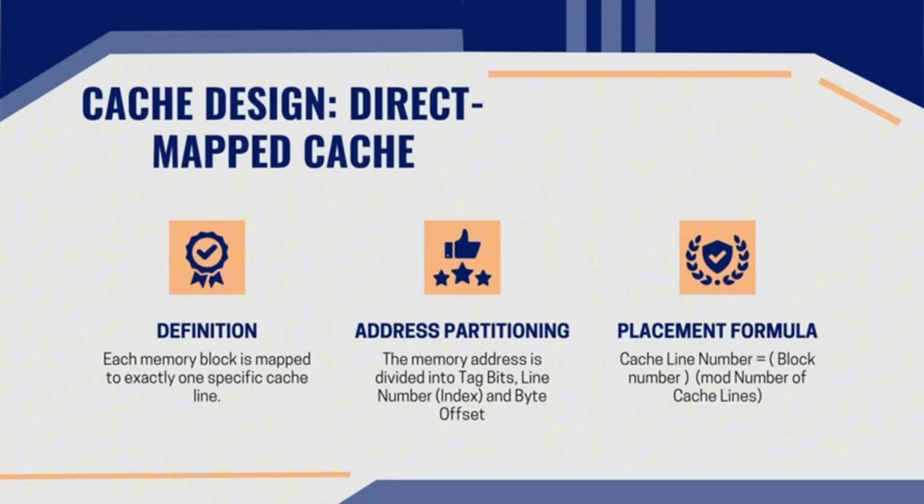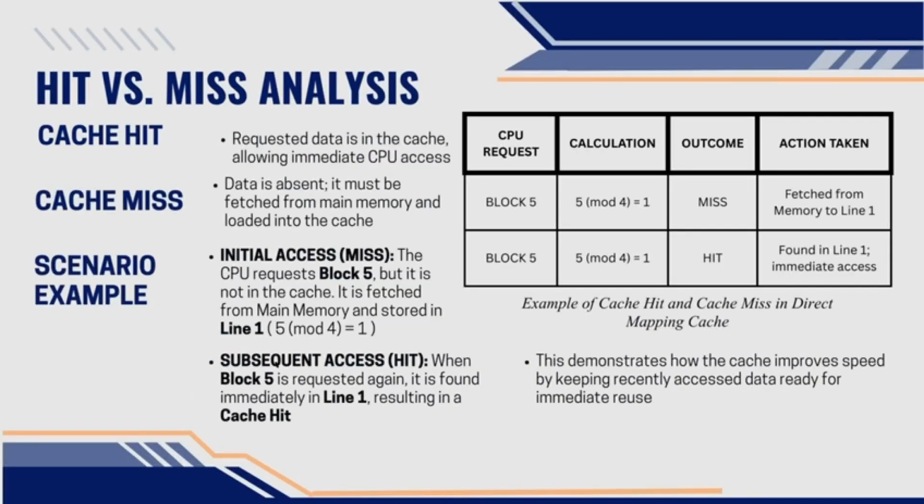One common way to organize this is direct mapped cache. Here, every block of main memory has exactly one specific home in the cache. To find that home, we use a placement formula. The memory address itself is partitioned into a tag, a line number, and a byte offset to help the hardware quickly locate the data. Finally, let's look at how this performs.